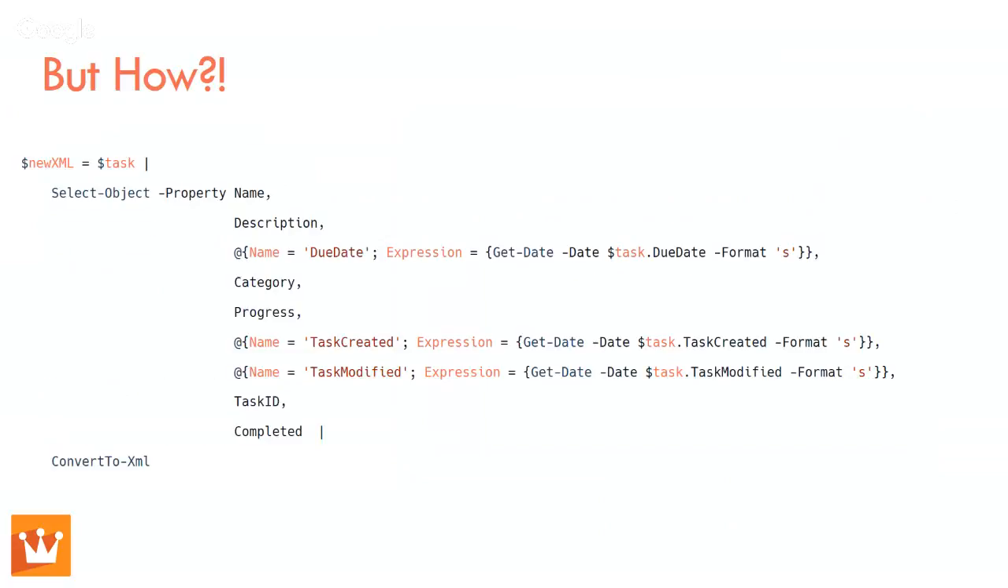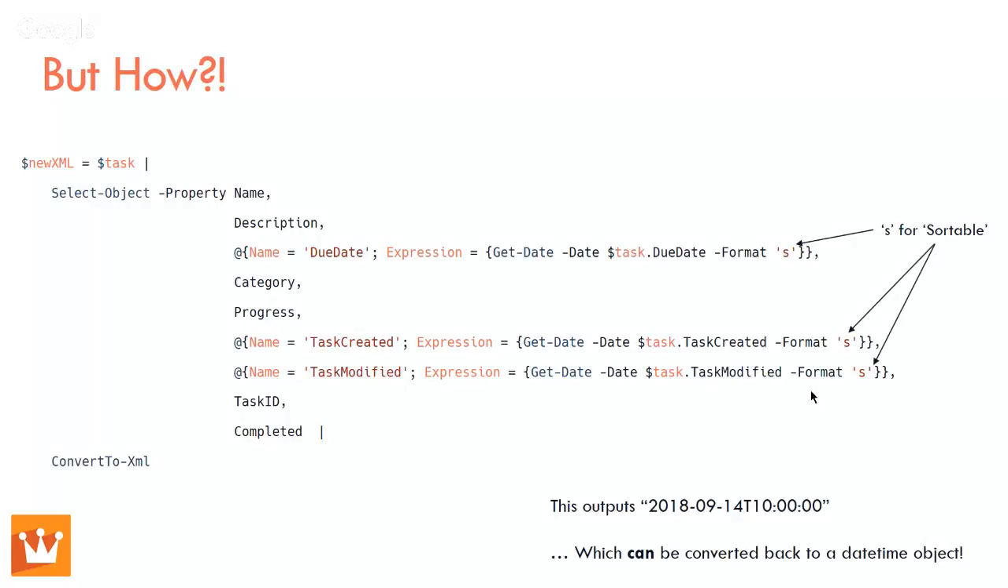So the fix was to convert those dates to a different format using a lowercase s, with that lowercase s meaning sortable, and it's an ISO 8601 compliant format at any rate. That outputs year dash month dash date, and that can be converted back to a date time object. So that's what was changed in the MyTask module, and now it works for me and some other people around the world that have tried it.